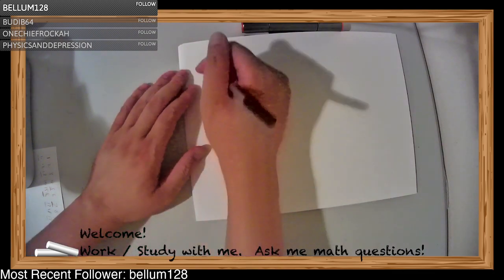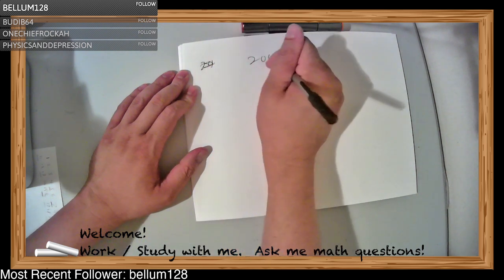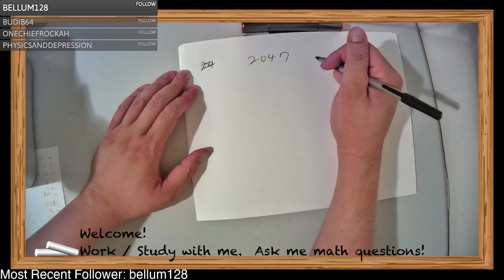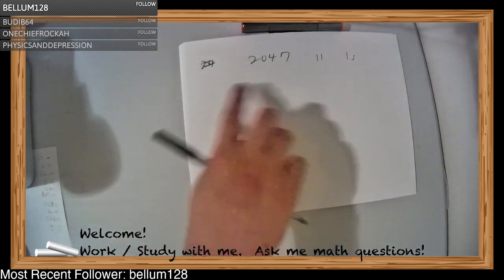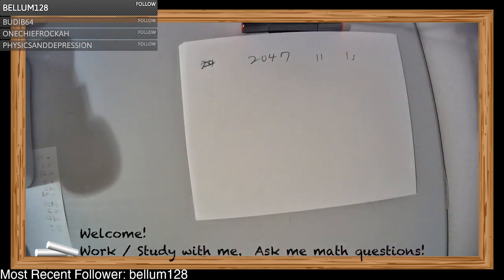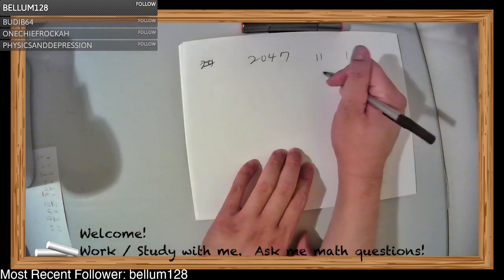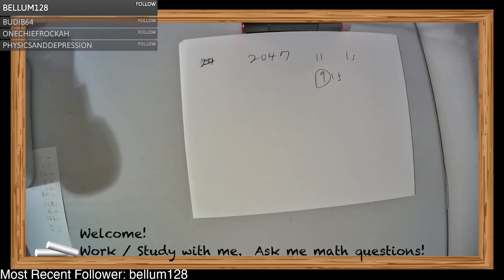2040. Oops, I can't write zeros apparently. 2047 has how many? 11? Yeah, 11 ones. And then you have to subtract enough to get rid of some ones. So, 24, 16 plus 8. So there's two ones. So, 9 ones. Yeah, nice.